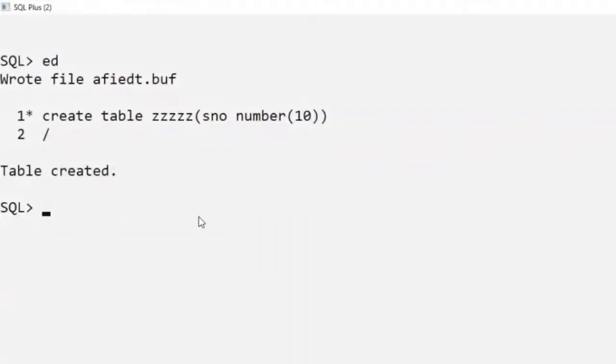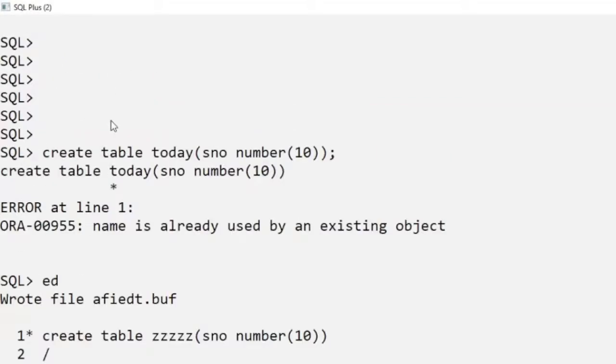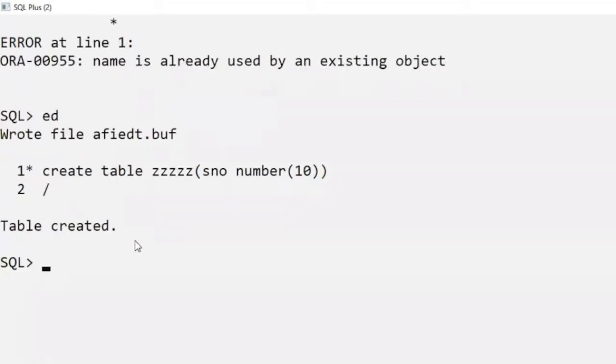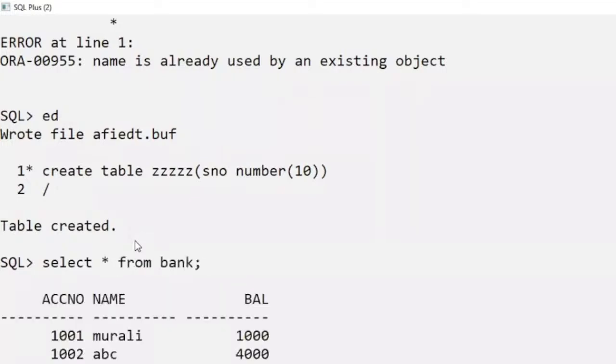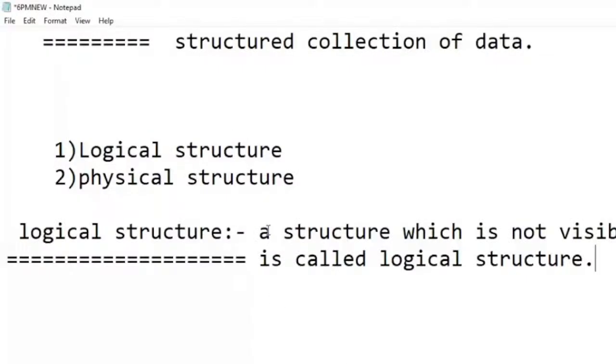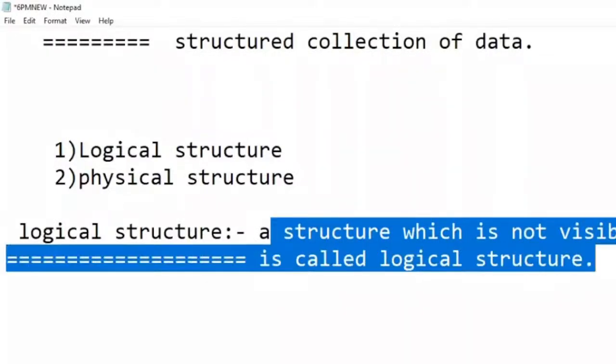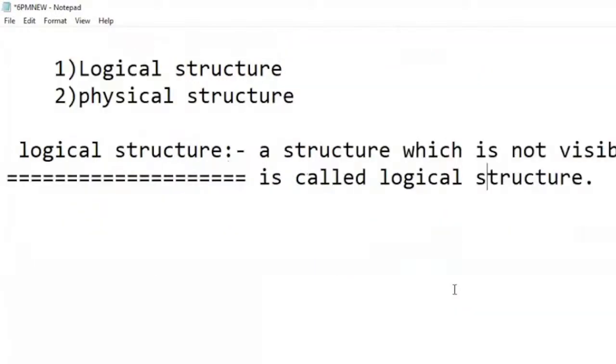But where is it visible? Yes, in a database. This is a database only, don't worry. In this database only, it is visible. Those tables are visible in a database. They are not visible in your C drive, D drive like that. That's why a structure which is not visible in the operating system is called logical structure.